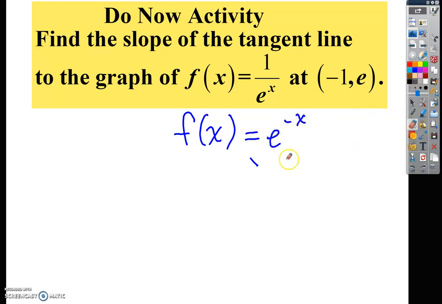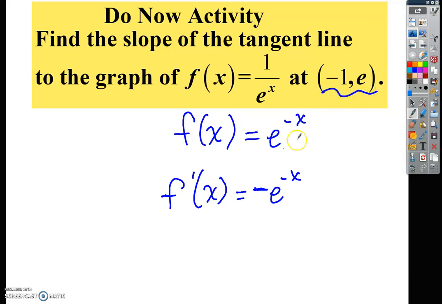Oh, that's one of the ones we did yesterday in the previous video. So the f prime of x is negative e to the negative x. So negative 1 times e to the x. So there's our derivative. We want to evaluate it at this point.